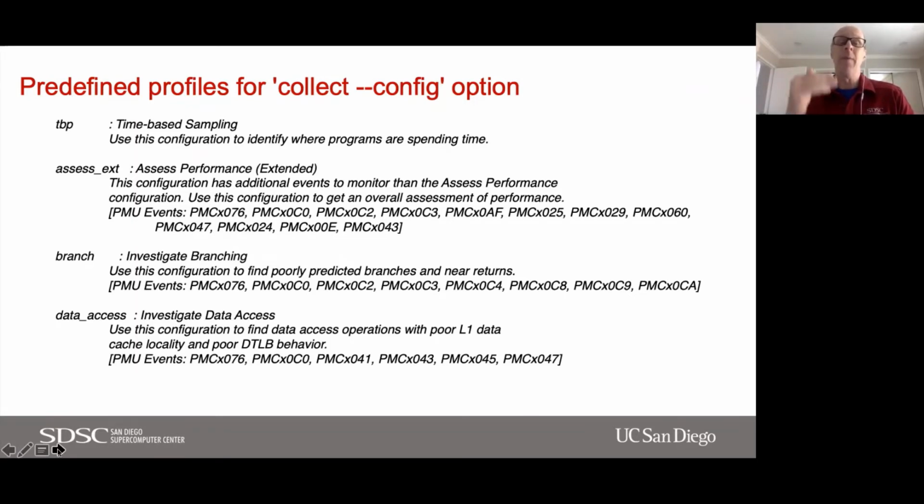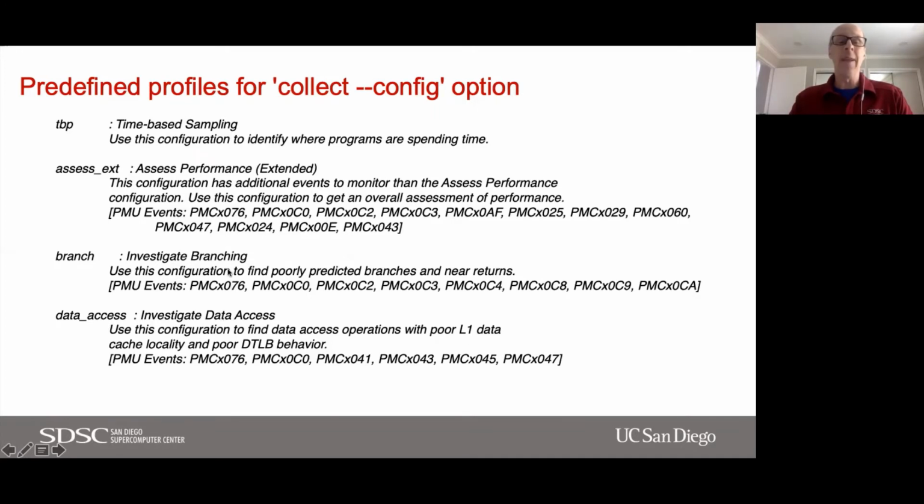There are a bunch of other profiles. I'm not going to get into the details here, except to mention data access at the bottom. This is the one that you're going to use to find data access operations with poor L1 data cache locality or poor data translation lookaside buffer behavior. So basically, you're getting at how well you're managing the data, and I'll get into that a little bit later. We have an option for investigating branch prediction. Going a little bit deeper into performance.